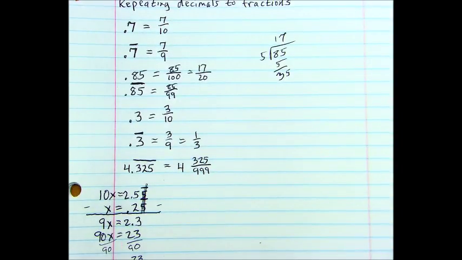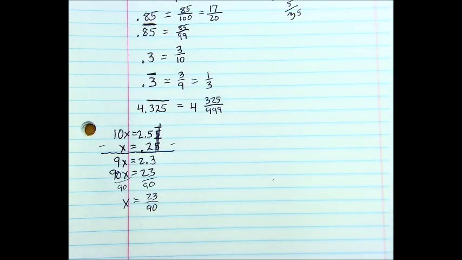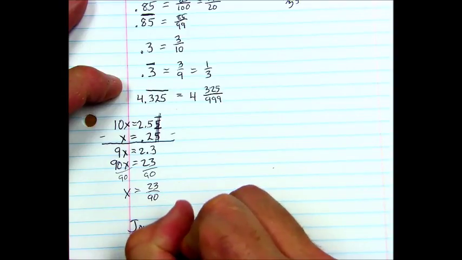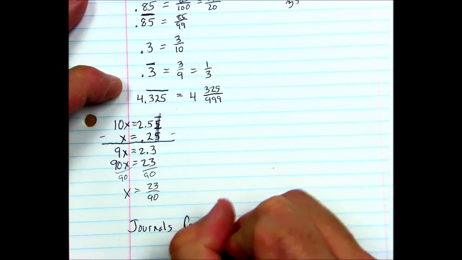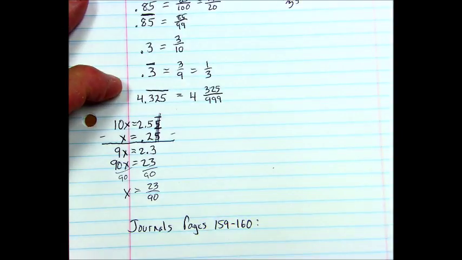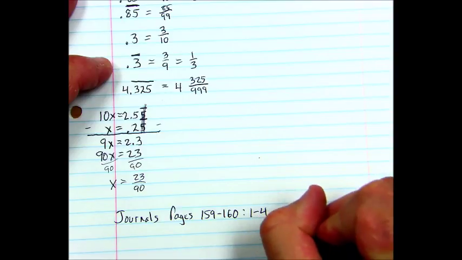Get your journals. I'm going to have you do pages 159, 160. You have 5 minutes to do this, literally, because it should be really quick. Problems 1 to 4 and 8 to 10.